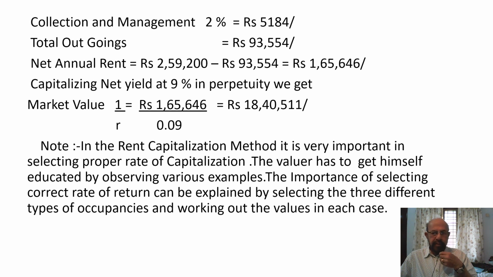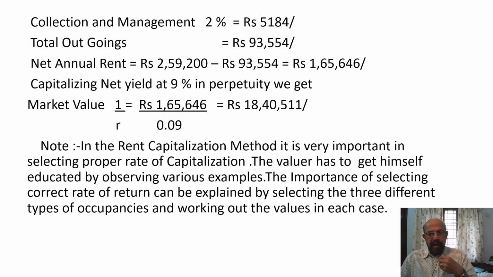Collection and management 2% is equal to rupees 5,184. So total outgoings comes to rupees 93,554. So net annual rent is equal to rupees 2,59,200 minus 93,554 is equal to 1,65,646.